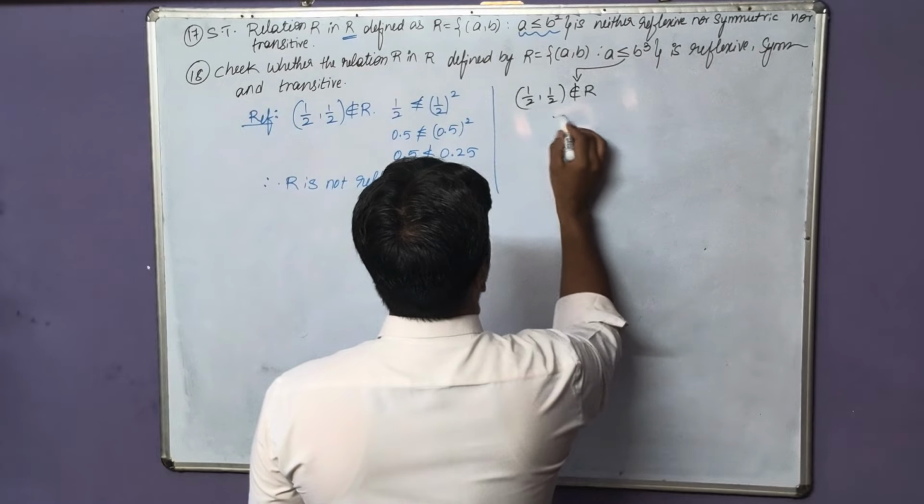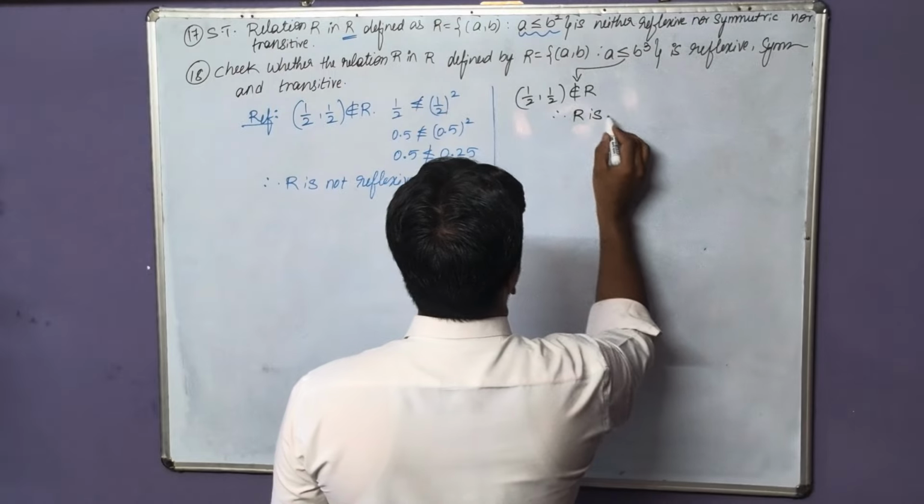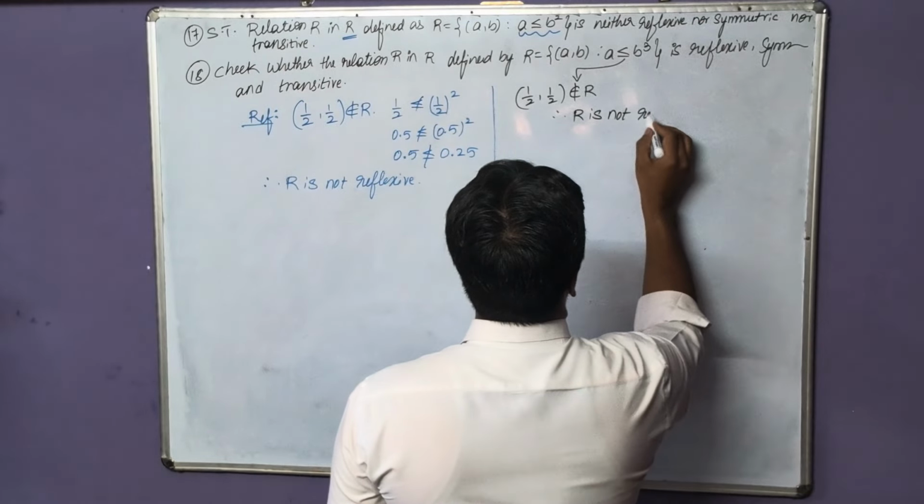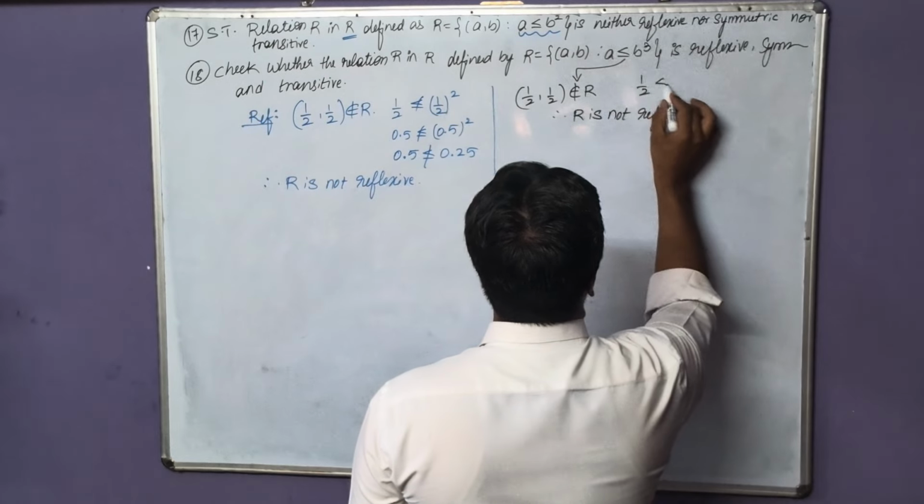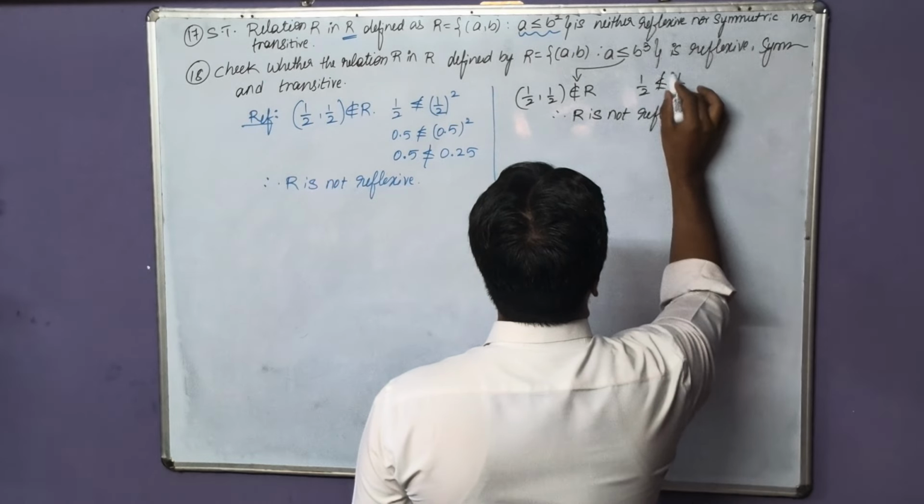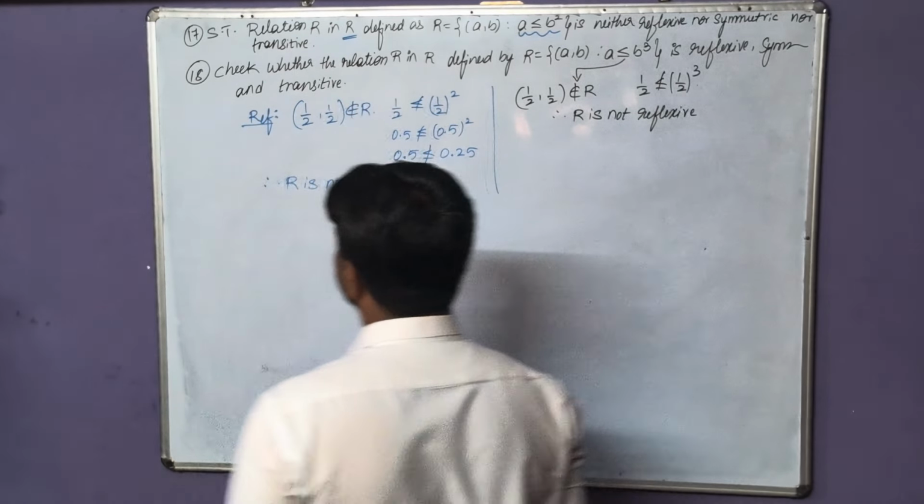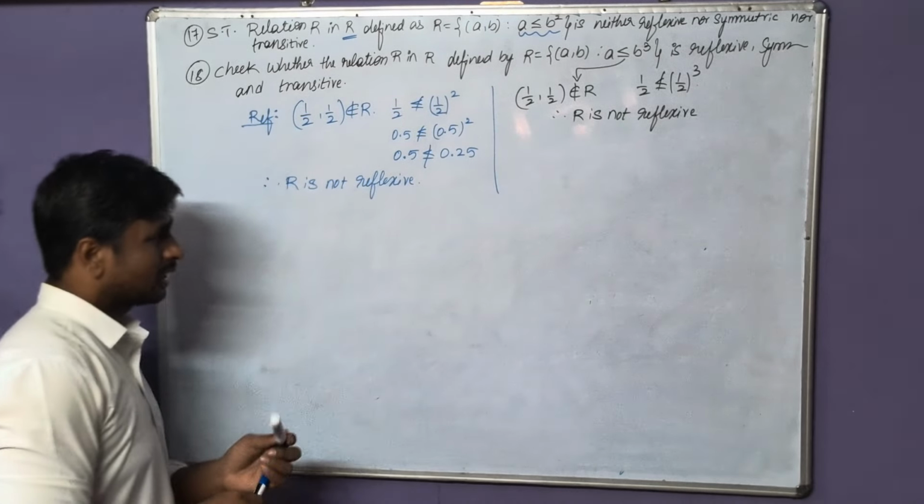Therefore, R is not reflexive. Finish. We have proved that the given relation is not reflexive because 1/2 is not less than or equal to (1/2) cubed. Clear? Now moving to the next one, that is symmetric.